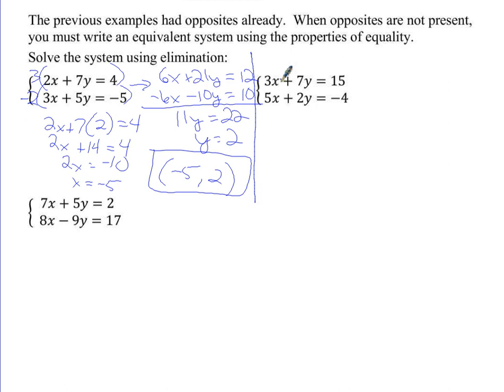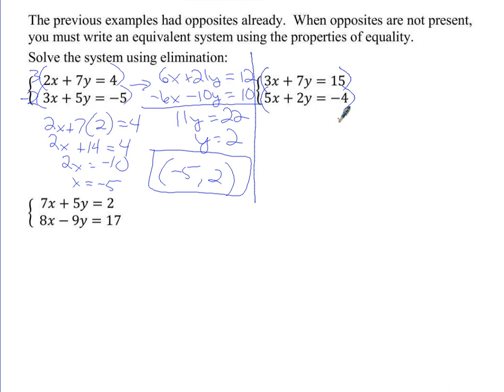If we pick x, what would our target number be? 15. What if we picked y? What would our target number be there? 14. All right? So either one of these you can eliminate. Just pick one and go. Which one do you want to do? All right, we're going to eliminate x then, which means we need to wind up with 15 and -15.